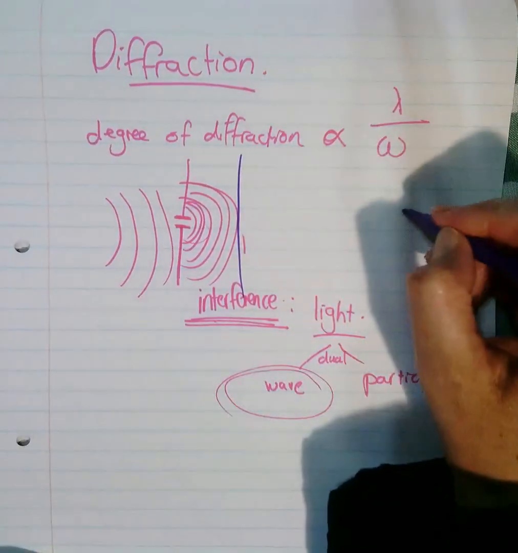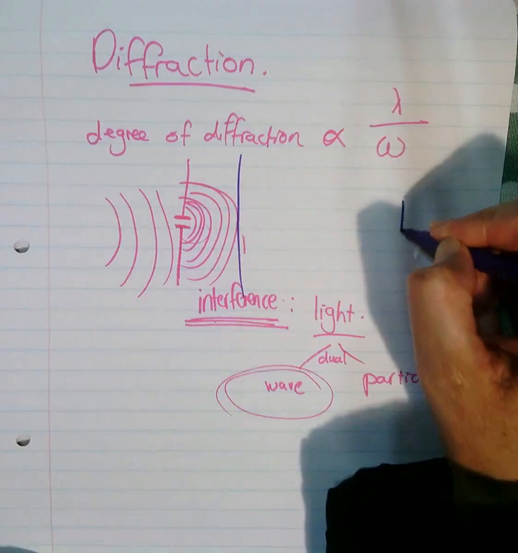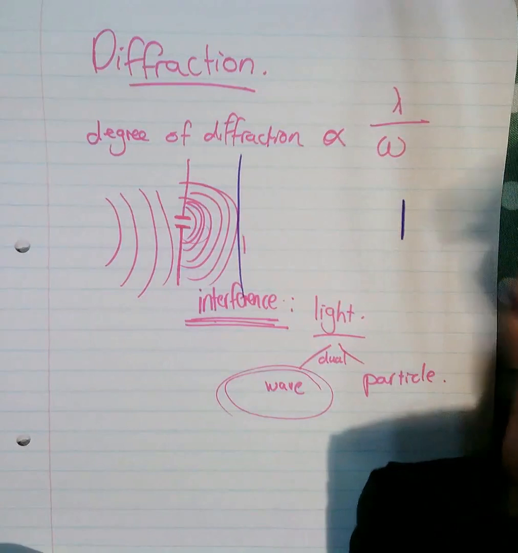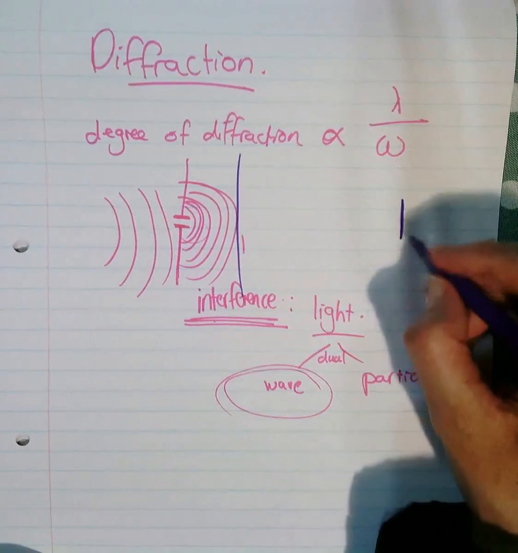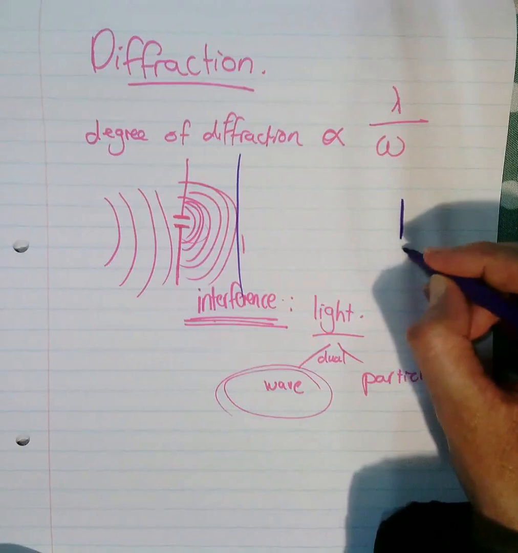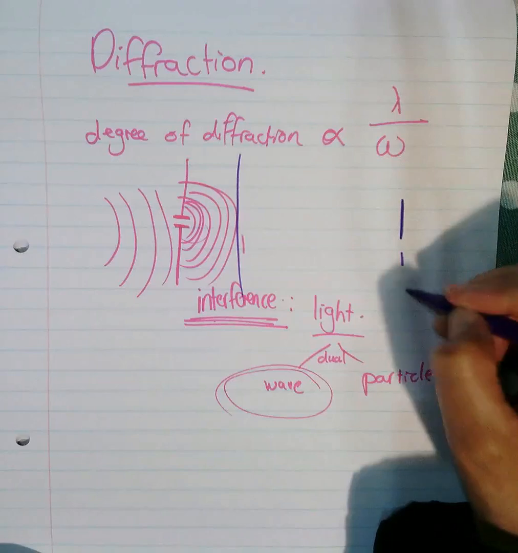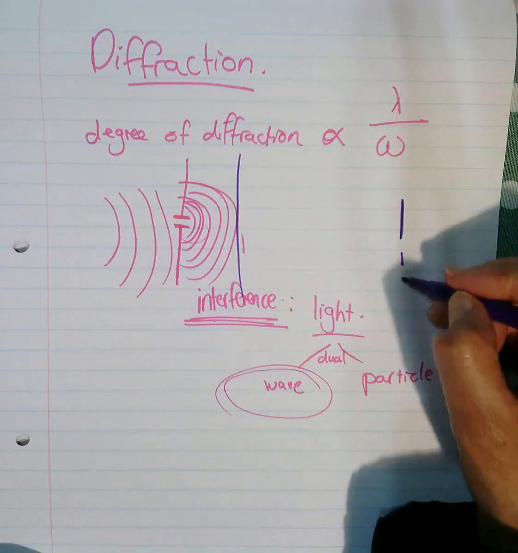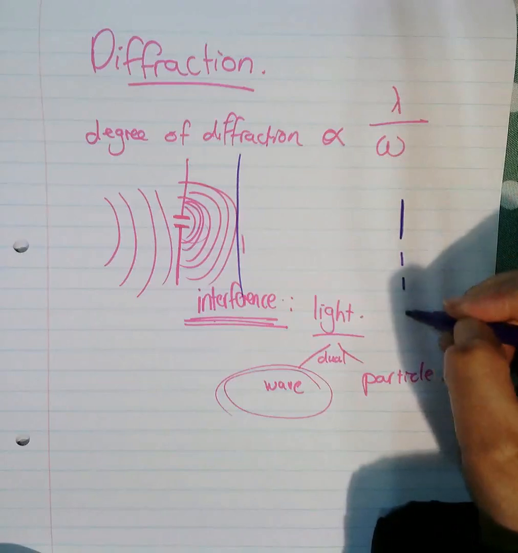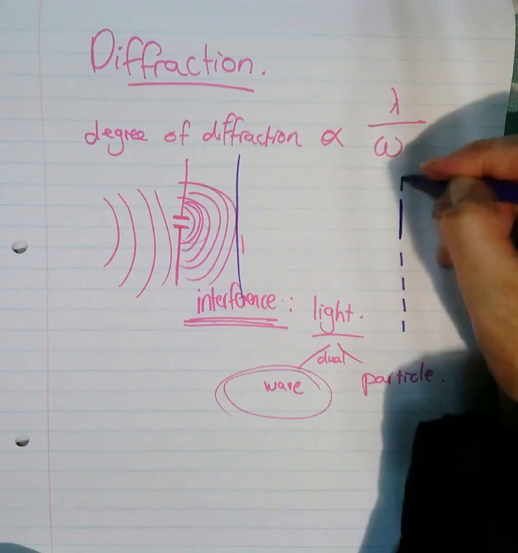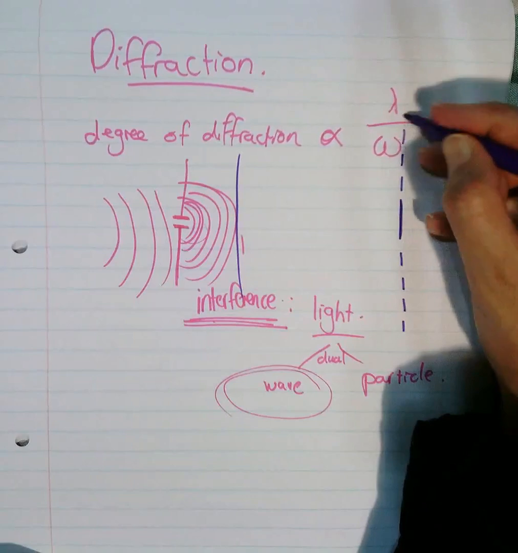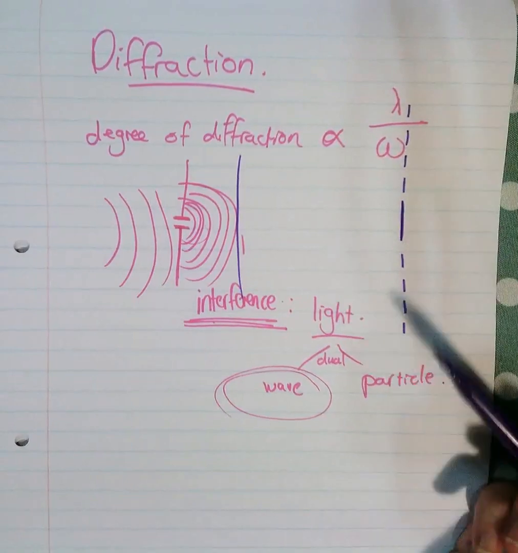And now if we put a screen there, what we'll see on the screen is, let's say we had purple light, we'll see a central light band with alternate dark bands where there's no light, and then a light color band again. A dark band where there's no light, light color band again. Okay, so that will be a pattern that we'll see on the screen.